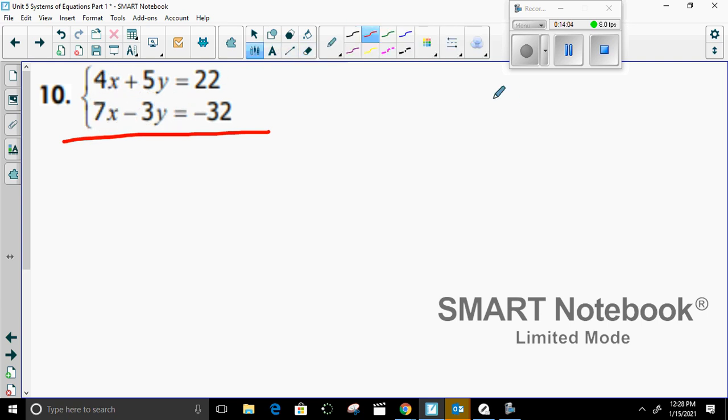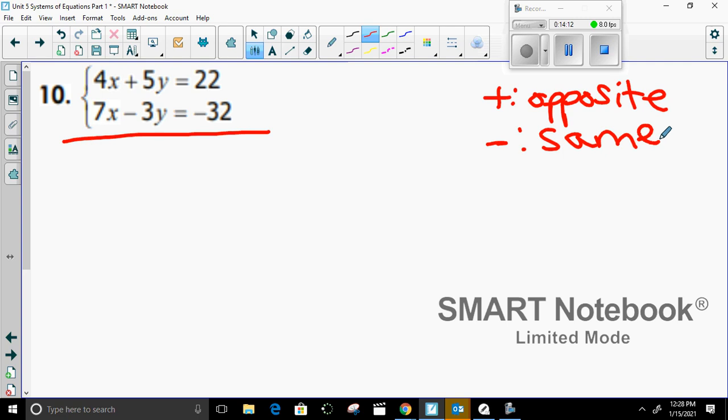I gotta look at coefficients. Remember, I use addition if I see opposite coefficients. I use subtraction if I see the same coefficients. And I have to multiply if I don't see opposite or the same. So let's look at what I got going on here. I got a +4 there and a +7. They're the same sign, but not the same number, so I can't subtract them. Here I have a +5 and a -3. They're opposite signs, but they're not opposite numbers, so I can't add them. So I've got to multiply.